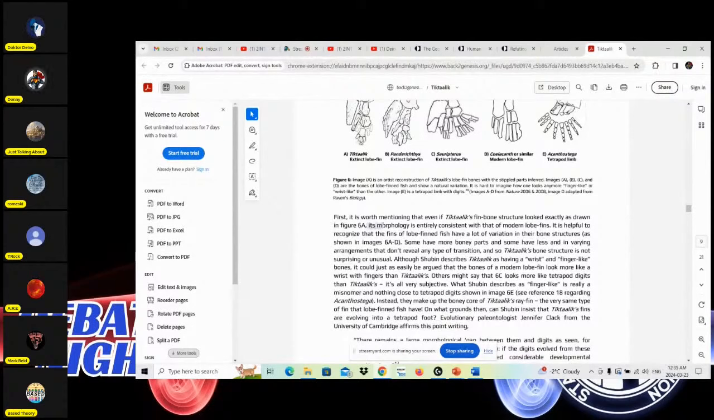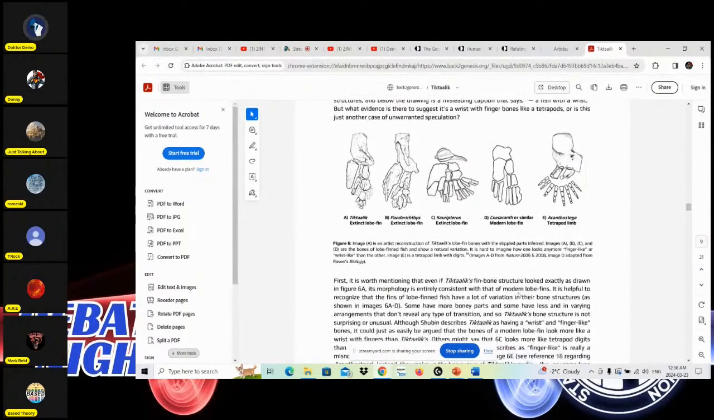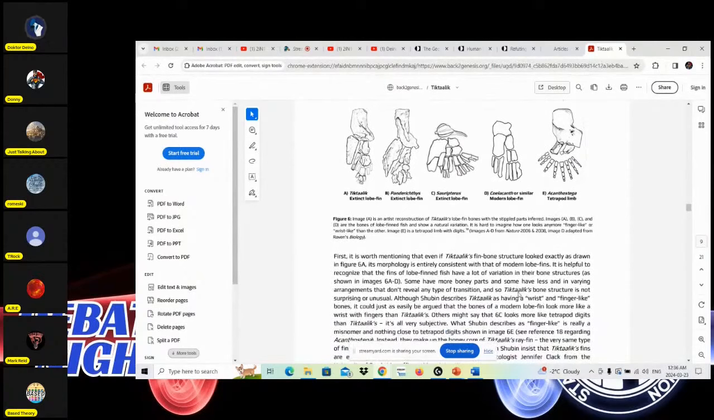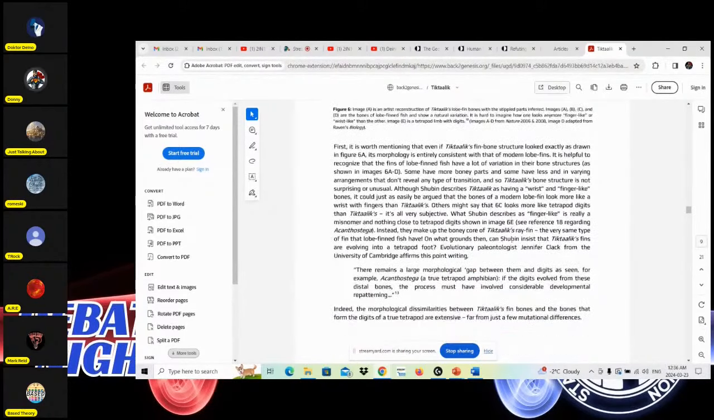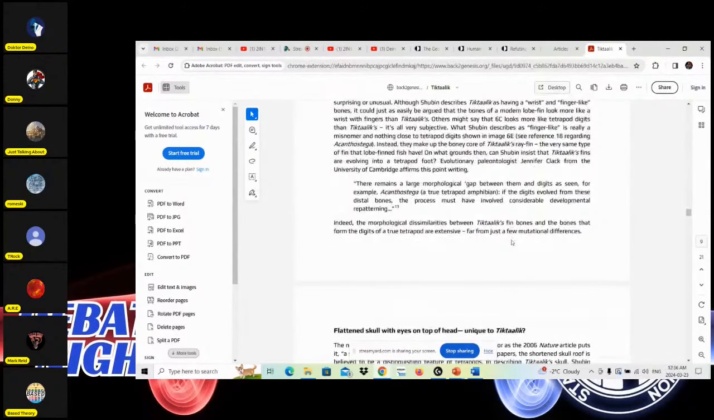Okay, so you would challenge this sentence here: its morphology is entirely consistent with that of modern lobe fins. You wouldn't agree with that then, based on what you just said? No, its morphology is entirely consistent. I'm just saying the modern coelacanth isn't more analogous to, let's say, a human limb than Tiktaalik's is, if you read the anatomy. So could it just be natural variation within lobe fin fish then? Not necessarily transitional? No, because, okay, not exactly. Tiktaalik has a wrist joint, a developed wrist joint. That's not present in the coelacanth.